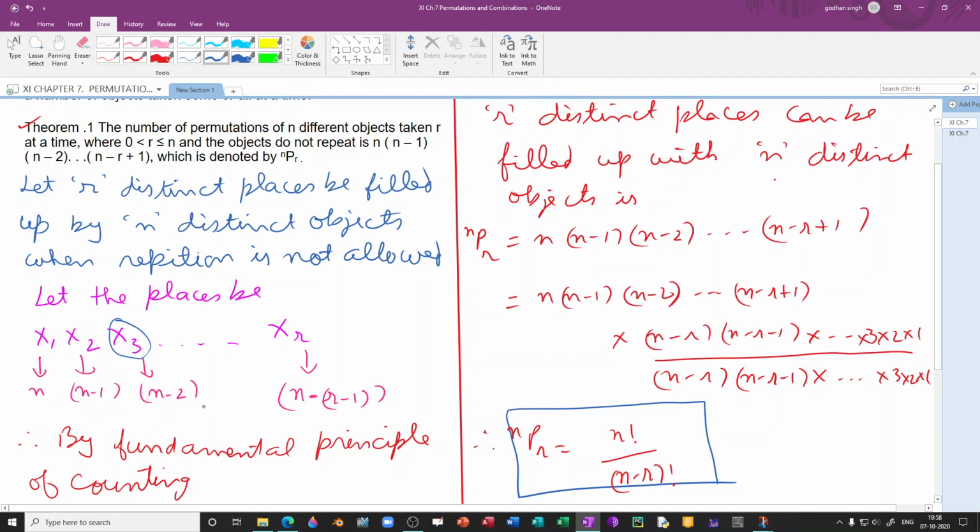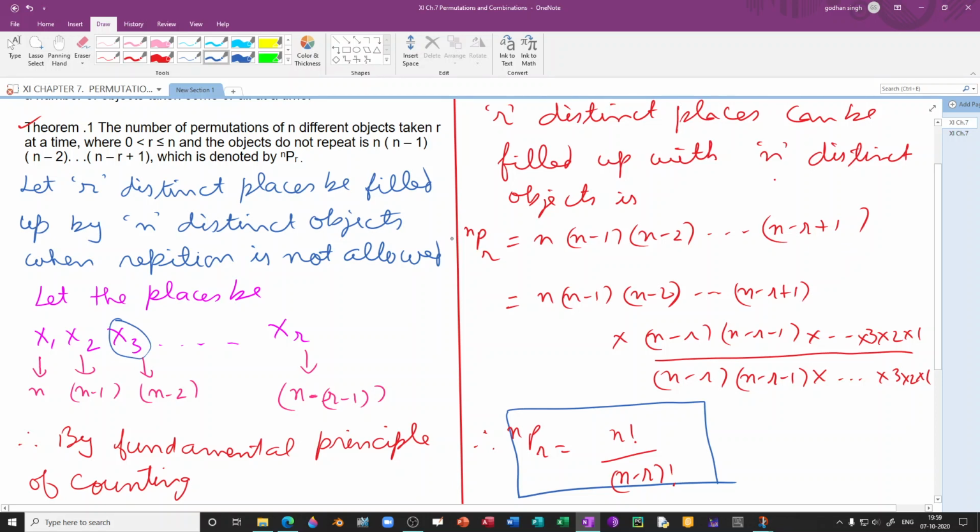will be n into n minus 1, n minus 2, n minus 3, so on till n minus r plus 1. So this is the formula for nPr, that is the arrangement of n distinct objects in r places when repetition is not allowed. What is that? N into n minus 1, n minus 2, so on till n minus r plus 1. And this we can rewrite with the help of the notation, with the concept of factorial.